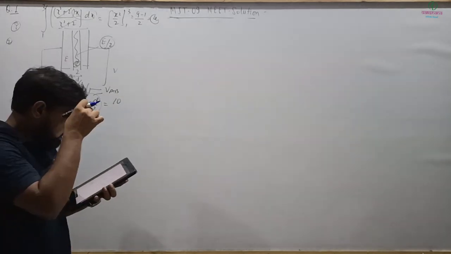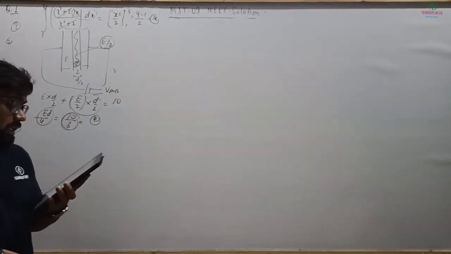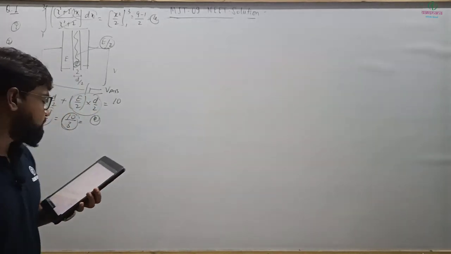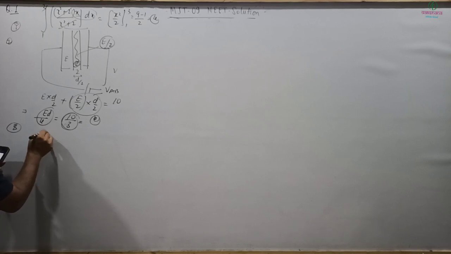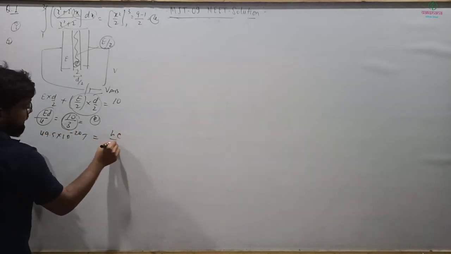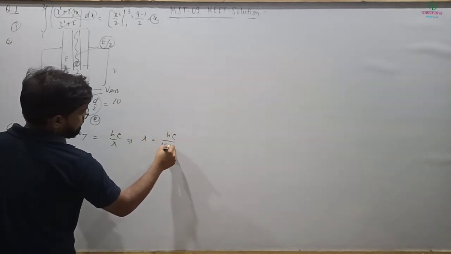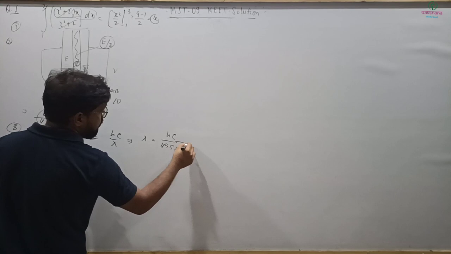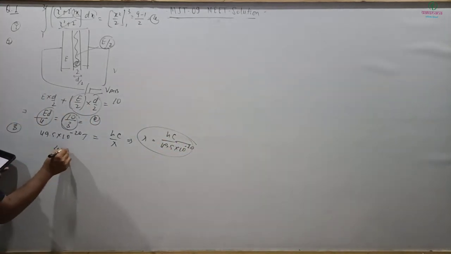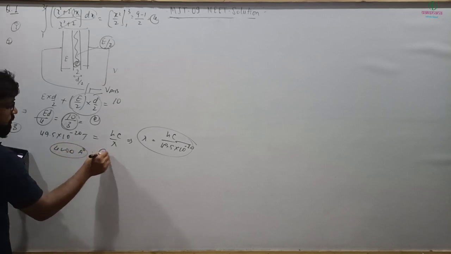Question number 3. The energy of an EM wave is given as 49.5 into 10 to the power minus 20 joule. Find its wavelength. So energy is 49.5 into 10 to the power minus 20 joule, which equals nhc by lambda. This implies lambda is equal to nhc divided by 49.5 into 10 to the power minus 20 joule. Substituting everything and solving, we get lambda equal to 4,000 in this term. That's actually the answer, number 1.